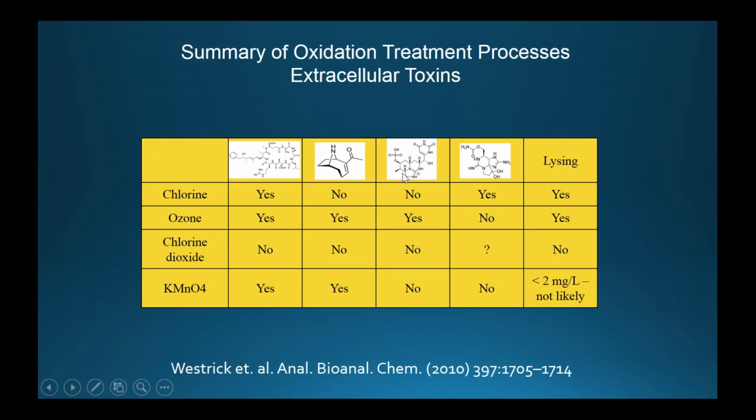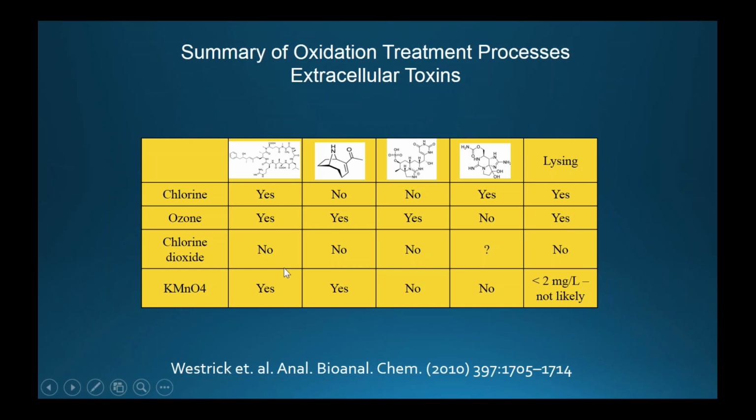So here's a summary slide that's pretty important to think about. We have the extracellular toxins. Chlorine for microcystin, we're not going to talk about the other toxins, we're just talking about microcystin. Yes. Ozone, yes. Chlorine dioxide, no. Permanganate, yes. So these three will react with the microcystin, removing the toxicity. On the other hand, adding chlorine up front and ozone up front, you're more apt to lyse the cells, and you're going to release that 90% inside of it, and then your demand will increase, and you'll probably still have leftover toxin.